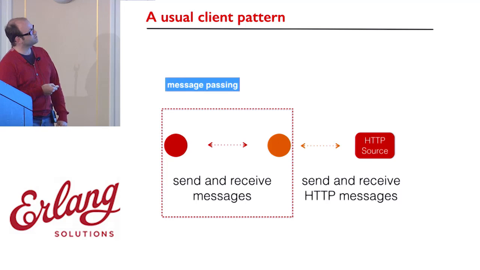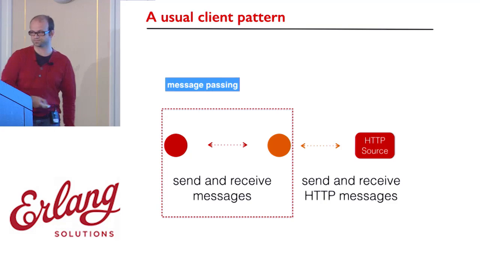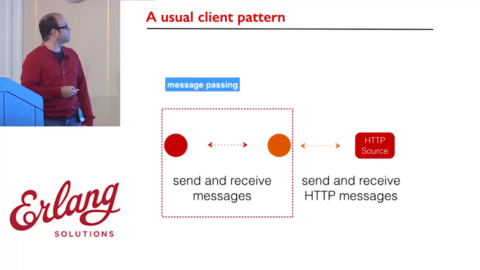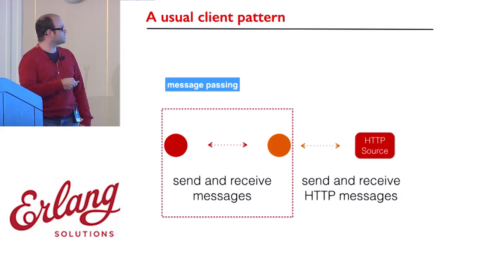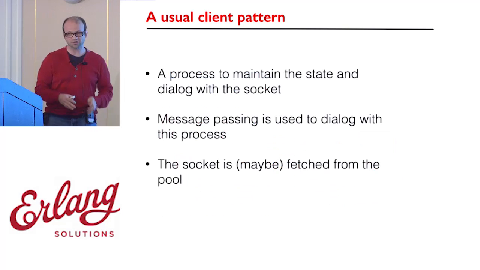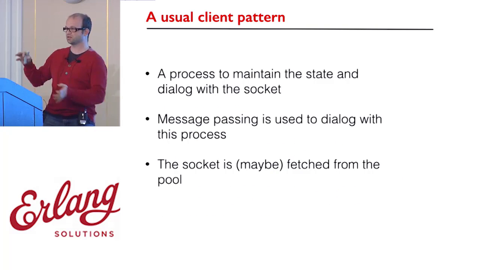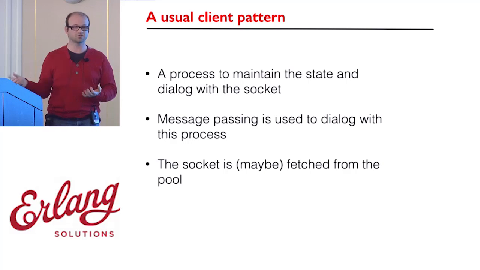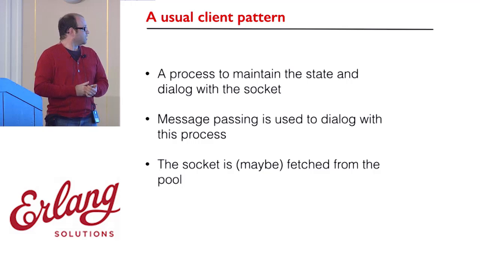At least we could think about that, but none of them are really using that as a process. So they are all waiting synchronously for the message from this process. Message passing is used to dialogue with this process. So when you want to send data to the socket, you first send a message to the process, and then the message is sent to the socket. And the socket is sometimes fetched from a pool.